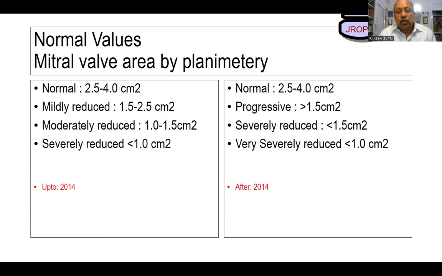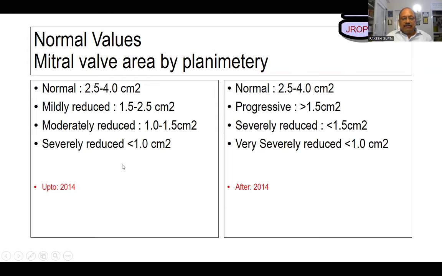Now the question is, what is the normal mitral valve area by planimetry? Normal is 2.5 or more. Then the classification is progressive: more than 1.5 is mitral stenosis, severely reduced is less than 1.5 centimeter square, and very severely reduced is less than 1 centimeter square. That's what the guideline says, because they classified it as severely reduced versus very severely reduced.